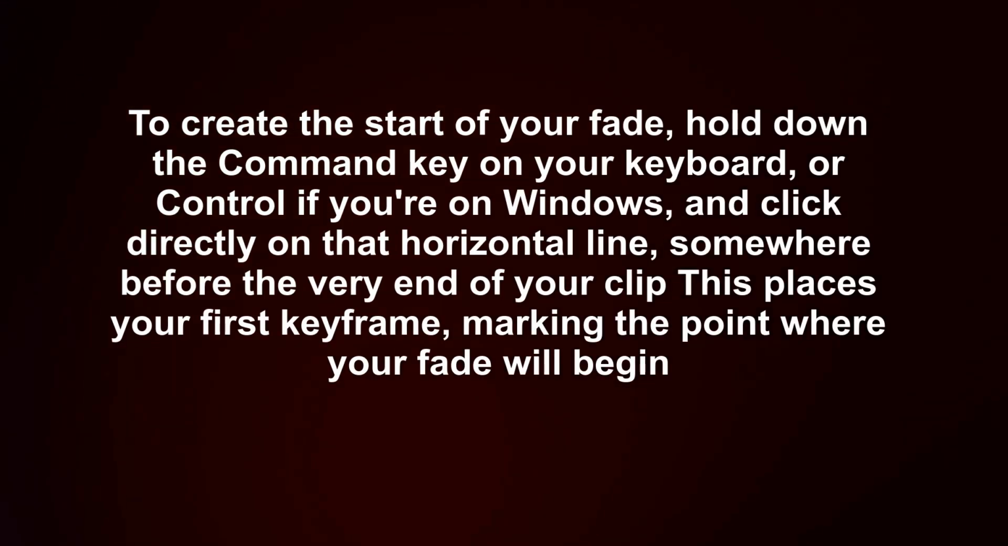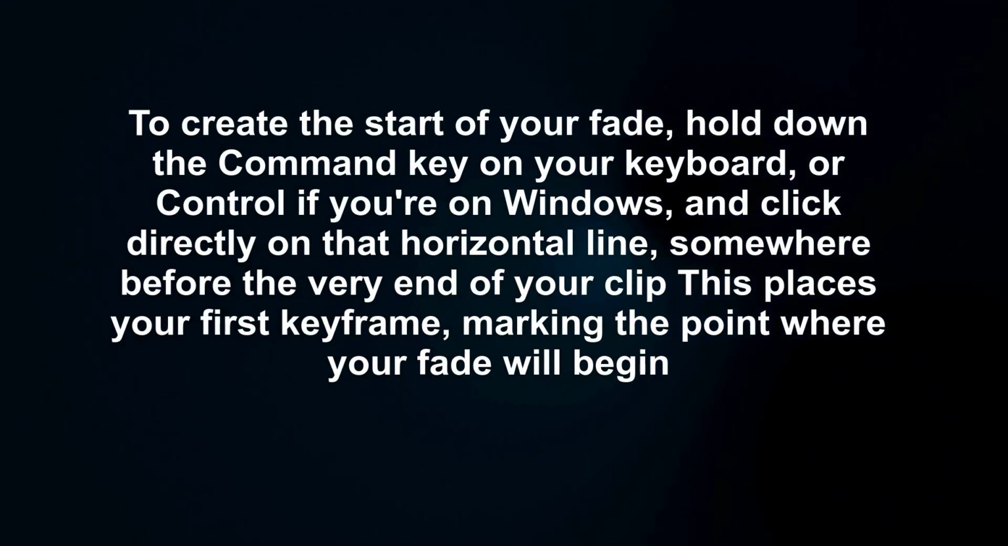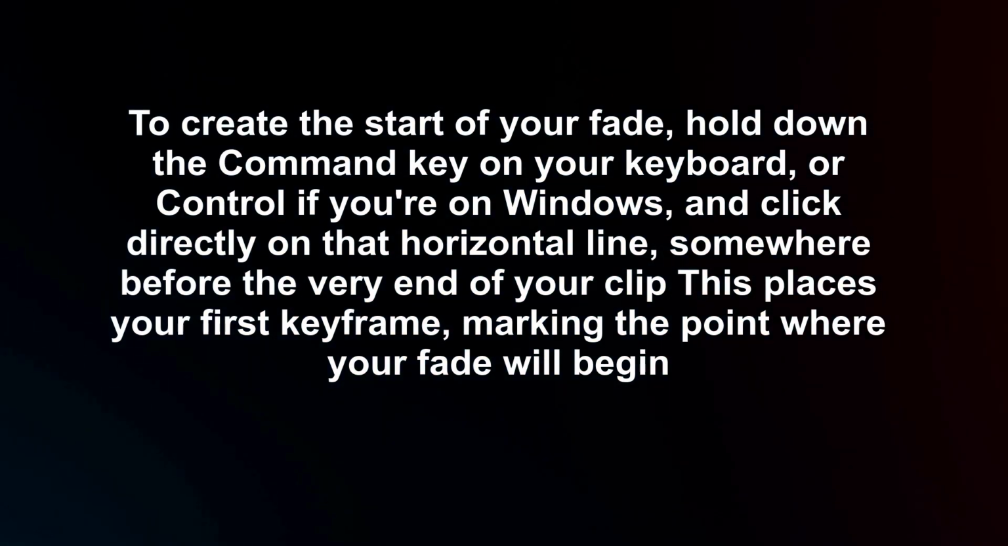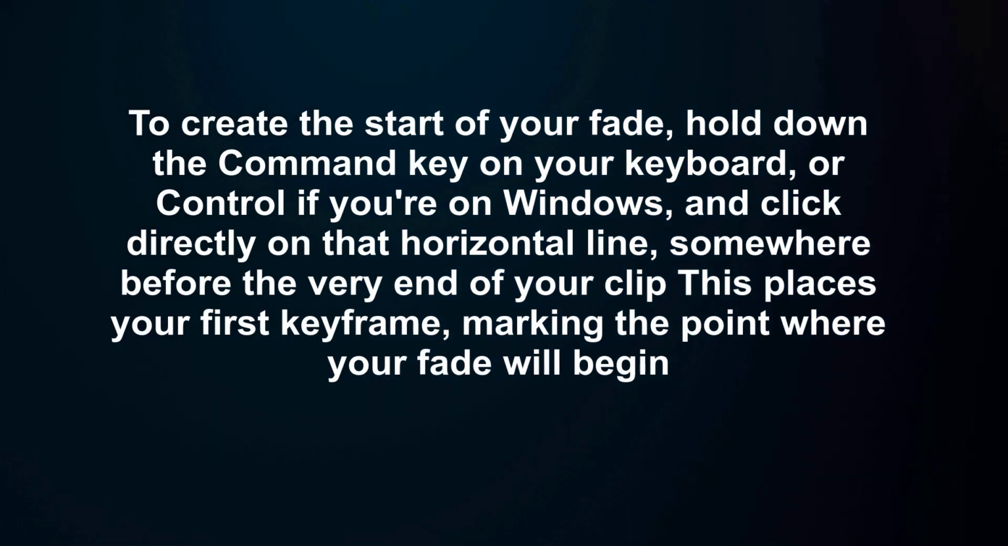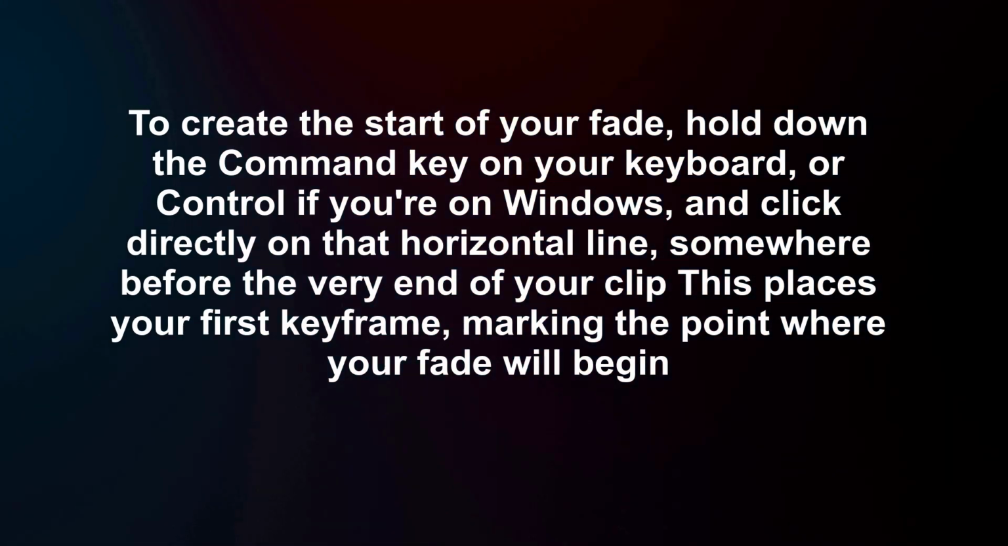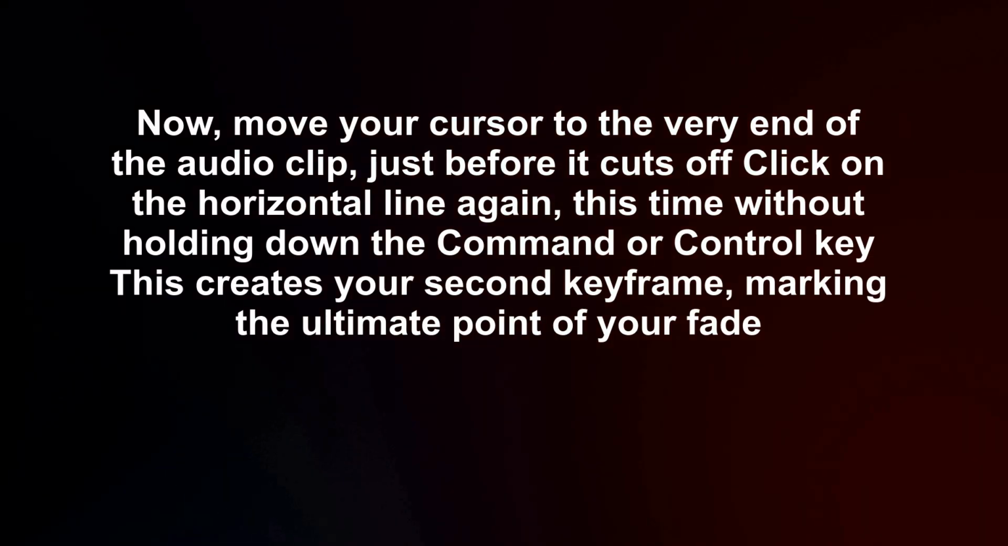To create the start of your fade, hold down the Command key on your keyboard, or Control if you're on Windows, and click directly on that horizontal line. Somewhere before the very end of your clip, this places your first keyframe, marking the point where your fade will begin. Now, move your cursor to the very end of the audio clip.